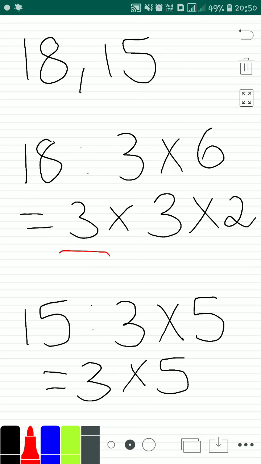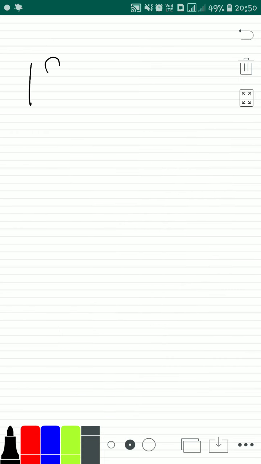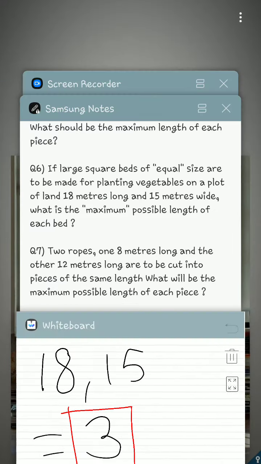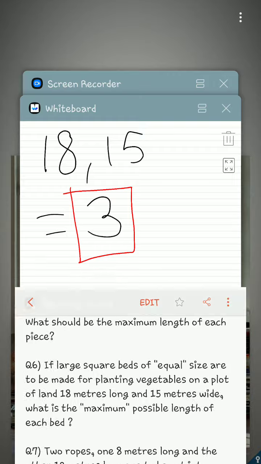Here 3 appears in both, so we take 3. One more 3 doesn't appear here, so we'll cut this 3. 2 doesn't appear here, so we cut this 2. 5 also doesn't appear here, so we cut this 5. So we are left with only 3. So the HCF for this will be 3. That's it. So you can write the answer as 3 is the maximum possible length of each bed.